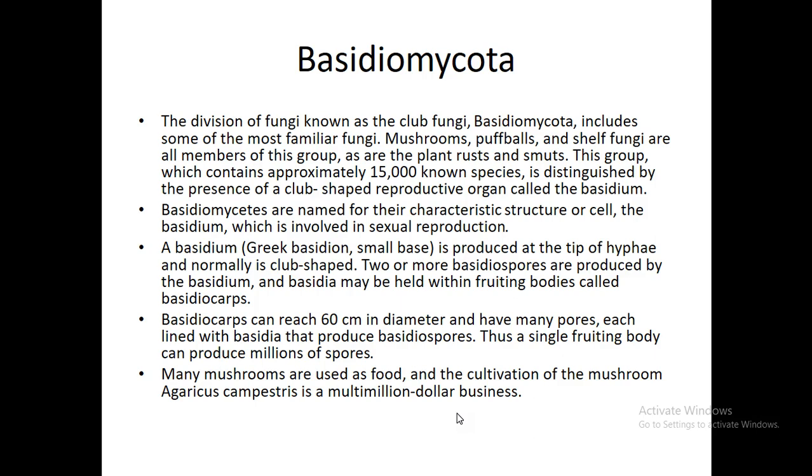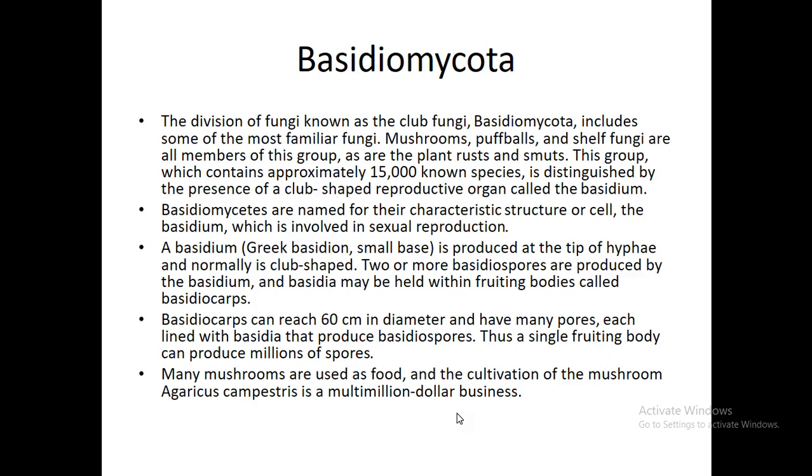These groups contain almost 15,000 known species, and it is distinguished by the presence of a club-shaped reproductive organ, which is known as basidium. Basidiomycetes are named for their characteristic structure or cell, the basidium, which is involved in sexual reproduction. It is formed at the tip of the hypha, and it is normally club-shaped. Two or more basidiospores are produced by this basidium, and these basidia are held underneath a fruiting body, which is known as basidiocarps.